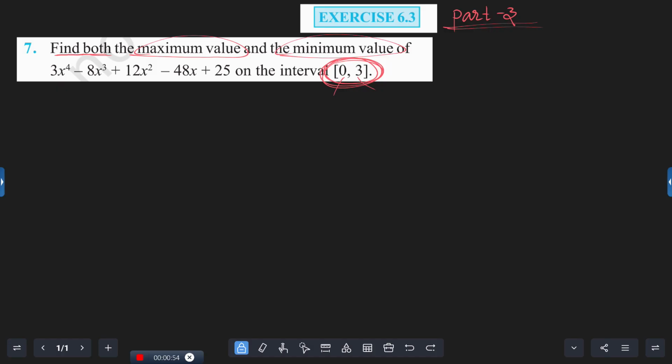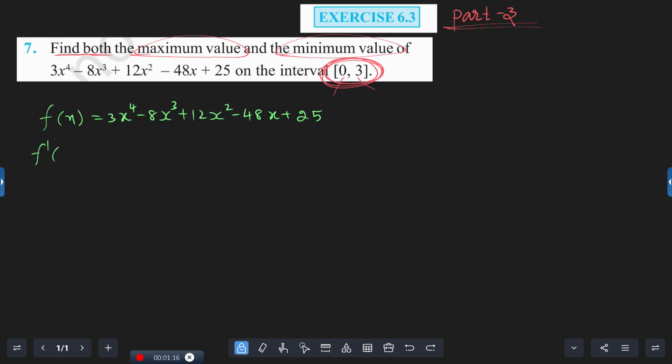Okay. First, the given function I am taking: f of x is equal to 3x power 4 minus 8x cube plus 12x square minus 48x plus 25. That is the given function. This one we have to differentiate to find the x values.